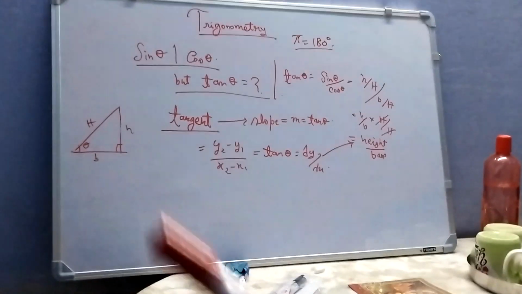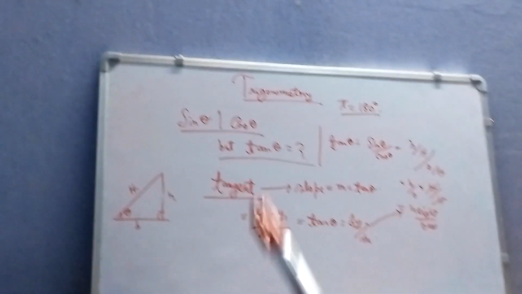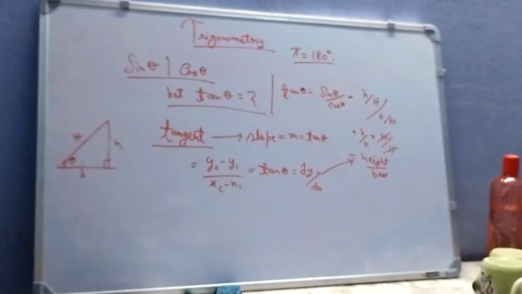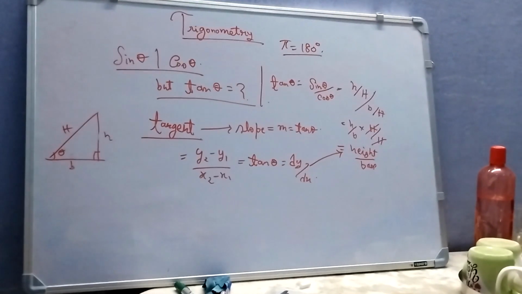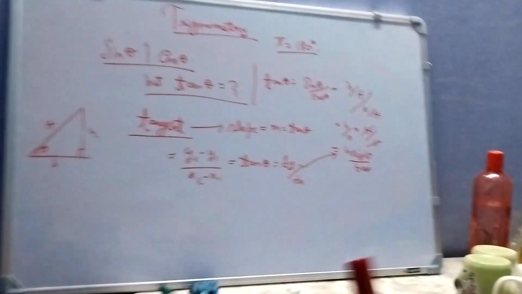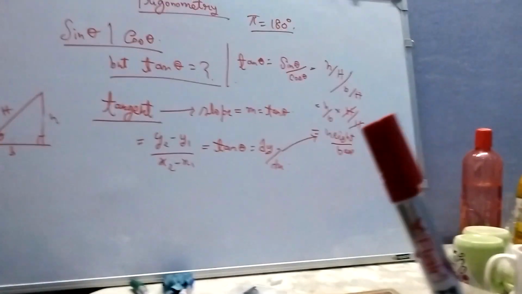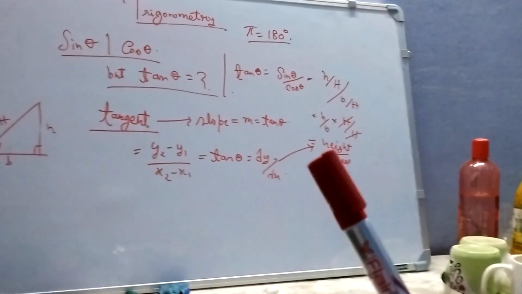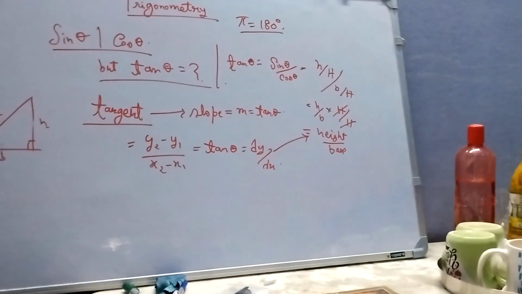Well, I have told you about sine theta, I have told you about cos theta, but what on earth is tan theta? So tan theta is nothing but the ratio of sine theta to cos theta itself. See, height by hypo divided by base by hypo, height by base multiply hypo by hypo, it's height by base.